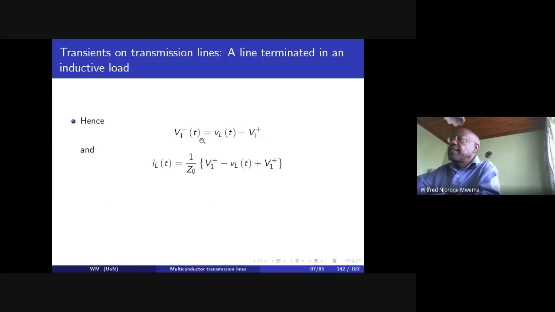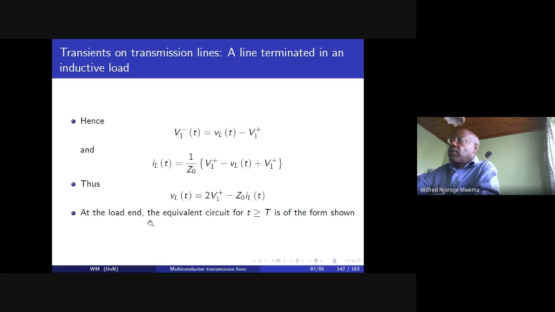And hence, we can always express the reflected component in terms of the inductor voltage and the amplitude of the wave. And the IL of t can also be written as that. And we get that VL of t is going to be given by 2V1 plus minus Z0 IL of t.